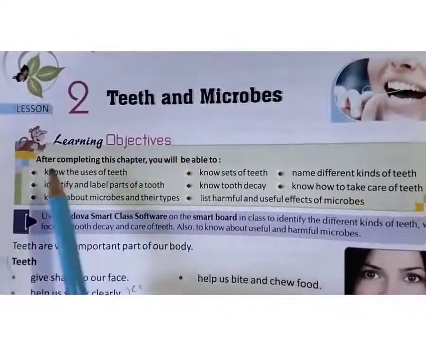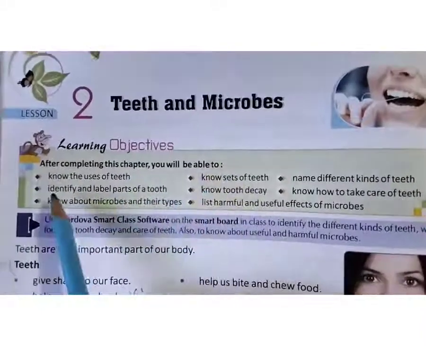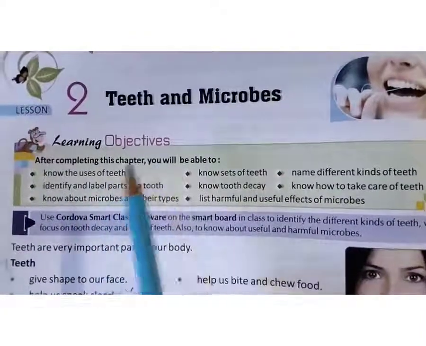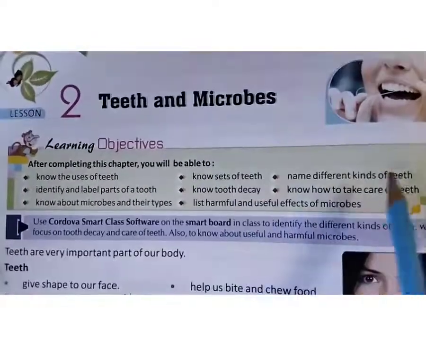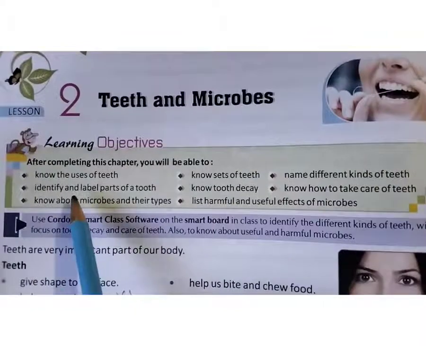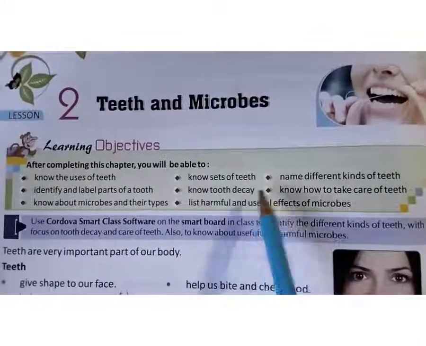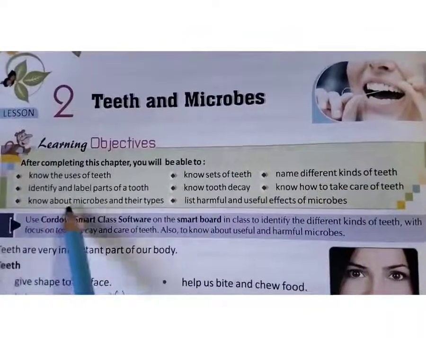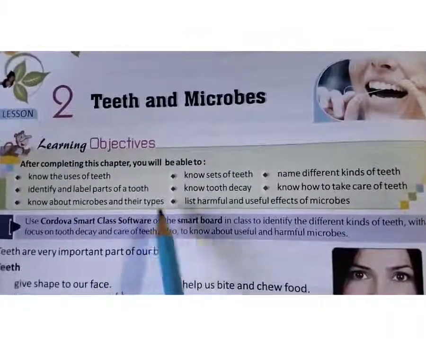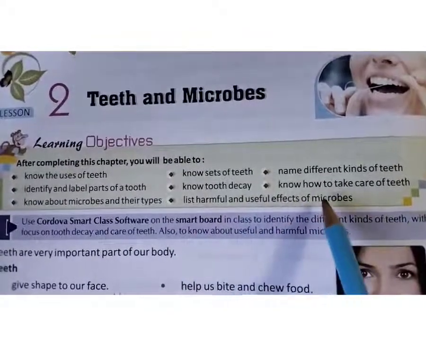Learning objectives. After completing this chapter you will be able to know the uses of teeth, know sets of teeth, name different kinds of teeth, identify and label parts of a tooth, know tooth decay, know how to take care of teeth, know about microbes and their types, and list harmful and useful effects of microbes.